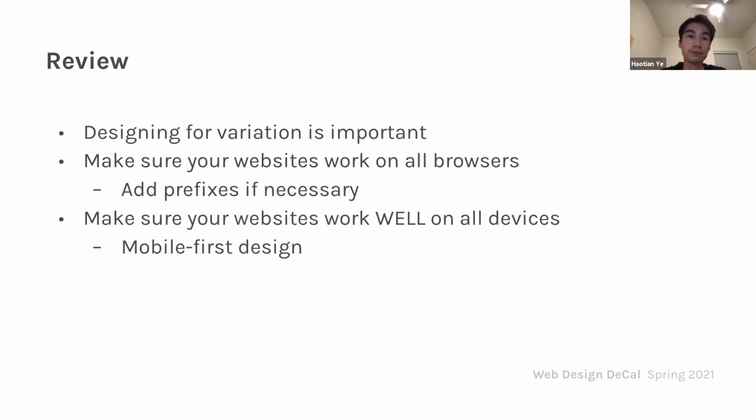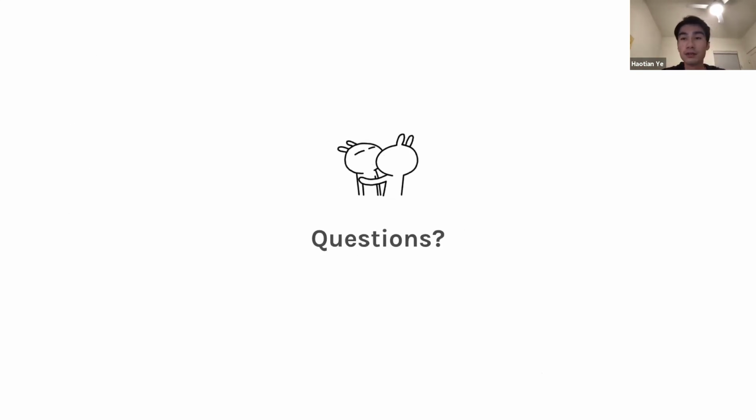So overall, as review, designing for variation is very important. Like I said, there are just so many screens out there. It's pretty impossible to design for every single screen, but if you cover most screen resolutions, it's pretty good. And make sure your website works on all browsers. Again, different browsers have different ways of rendering. And make sure your websites work well on all devices, whether you use it on a phone, and whether your phone is in portrait mode versus landscape mode. That's also a big difference. And again, mobile first design is very heavily emphasized. So yeah, that's basically the end of responsive design.